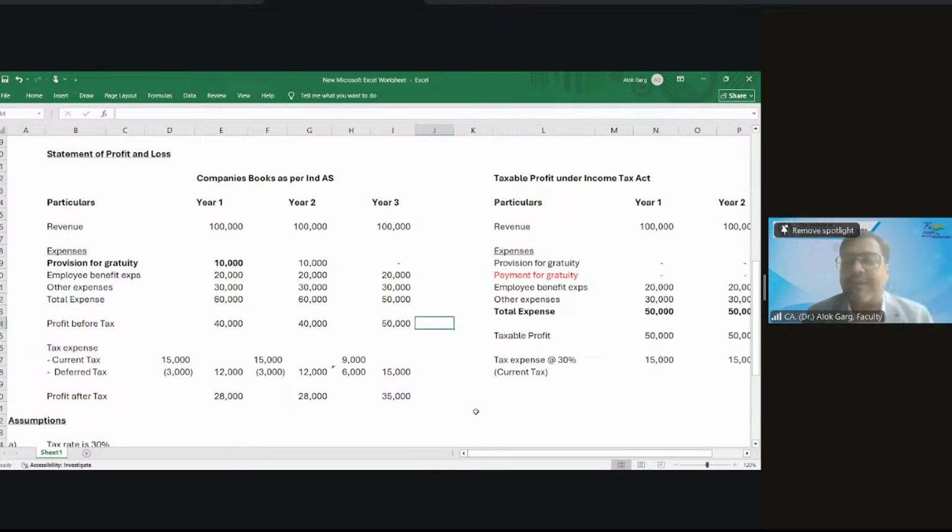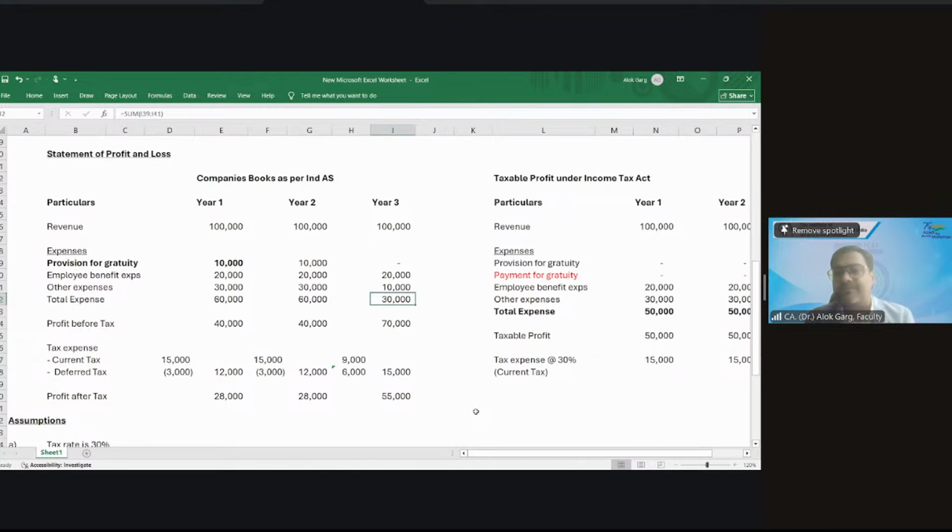Why? Because while computing the taxable profit, we have allowed provision for gratuity also. So this becomes 9,000, right? Whatever we disallowed in the past, now we have allowed. So accordingly, your provision for deferred tax, whatever you have created, is also going to be reversed now. Otherwise it is mathematics, it is numbers. For example, let's make this other expense 10,000. Next year, in the third year, other expense became 10,000, right?